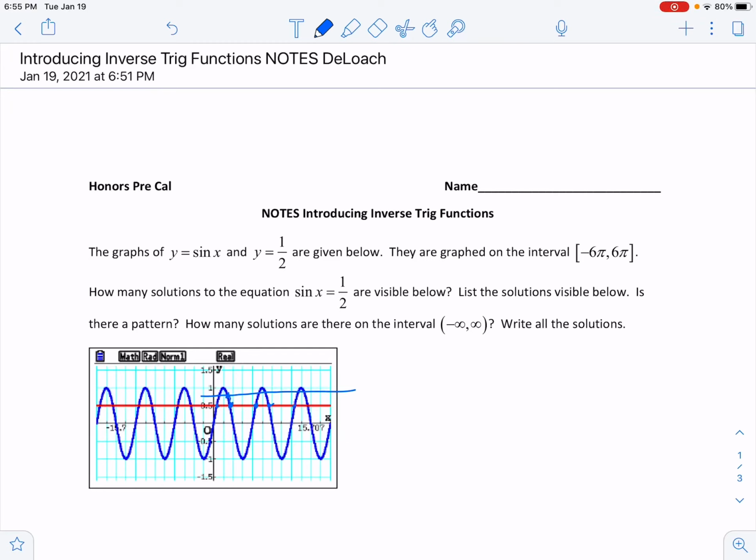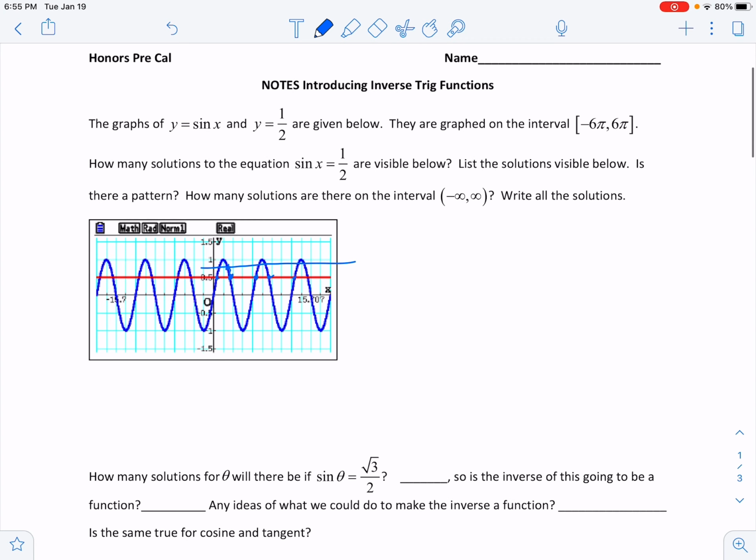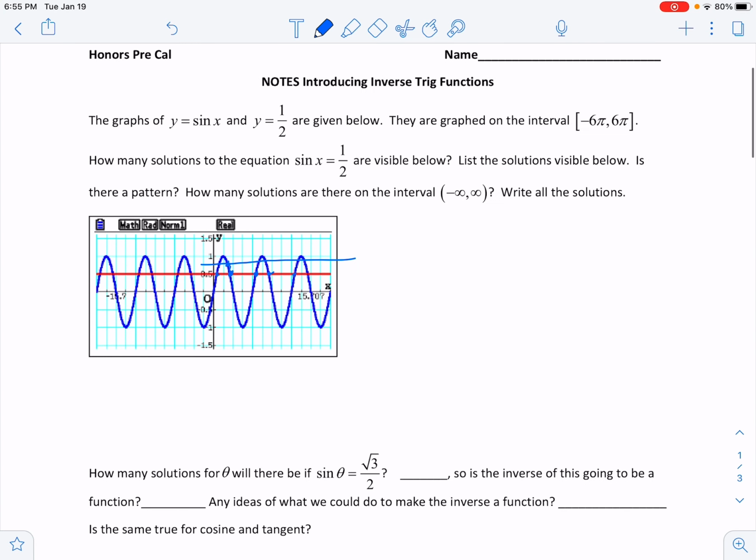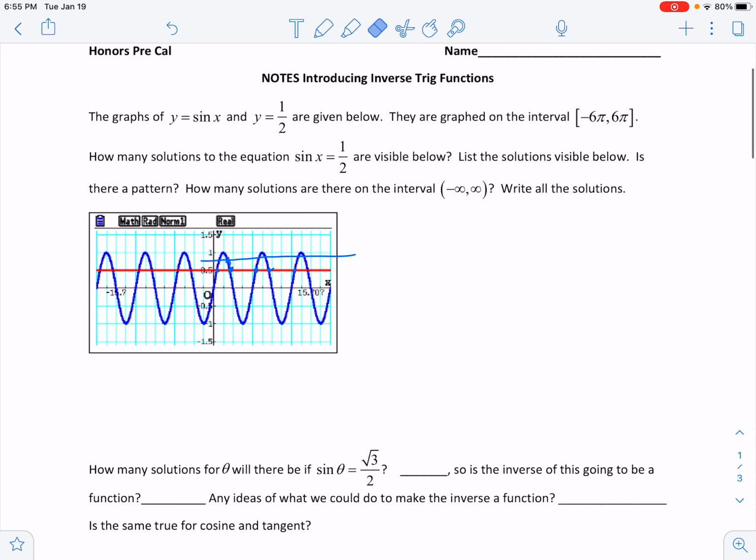Okay, today we're going to be learning about inverse trig functions, and really the graphs of inverse trig functions, and then how to solve some unit circle issues with inverse trig. But we're going to start out just talking about the sine function. The first graph you see has the sine graph in blue, and the red line represents y equals 1/2. It goes from negative 6 pi to positive 6 pi.